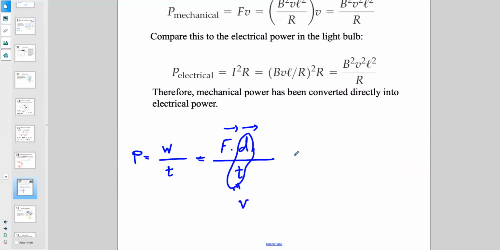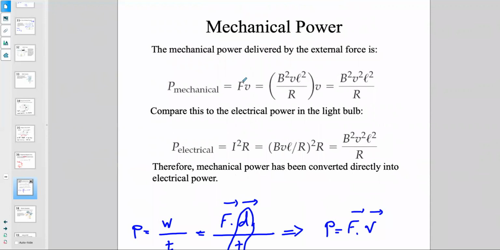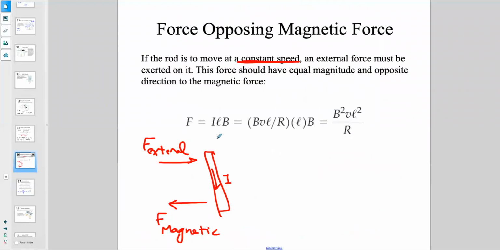So this is the velocity, which means that the power is F dot V. So you can see right there. Okay, so we know what the F is. This is the force, right? It is right here, B squared V L squared over R. How did we derive this? I think I forgot to explain it.